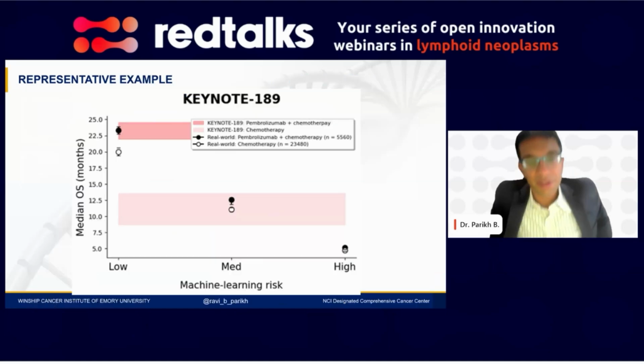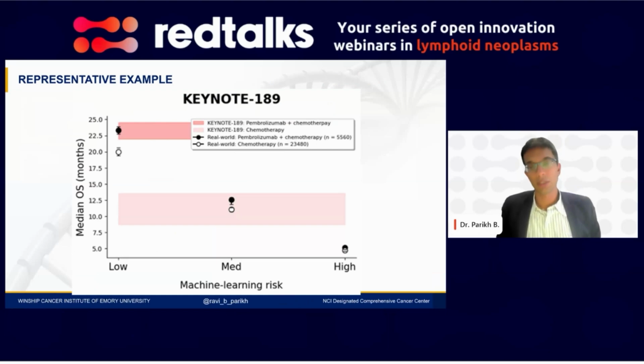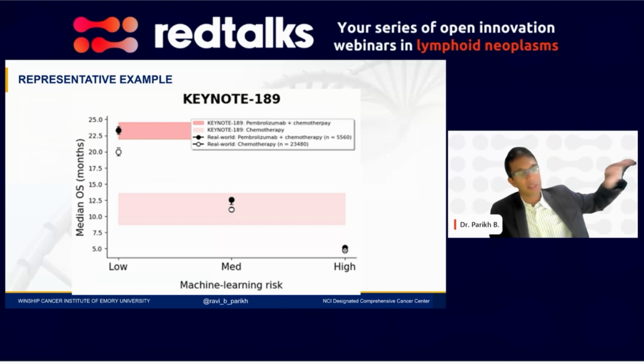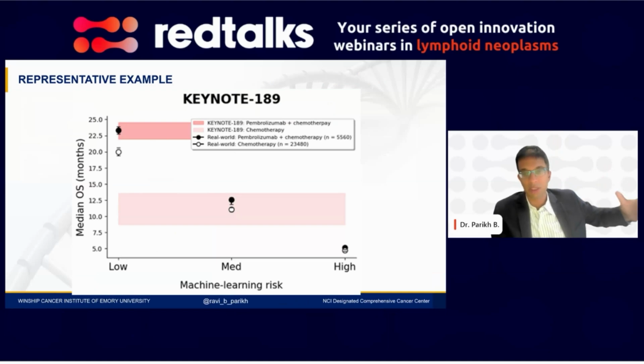So here's a representative example from a seminal lung cancer trial, Keynote 189, where we ran our trial emulations. And so the way to interpret this graph, so shaded in the red and the pink are the point estimates and 95% confidence intervals from the seminal clinical trial that was done, this Keynote 189 trial. This is what was published in the New England Journal of Medicine. In our emulations, you can see those represented by the black and white dots.